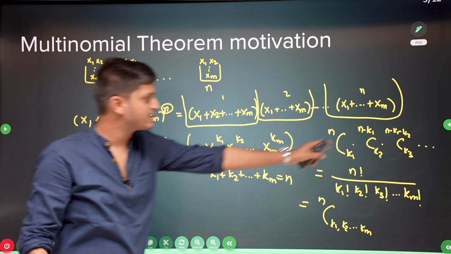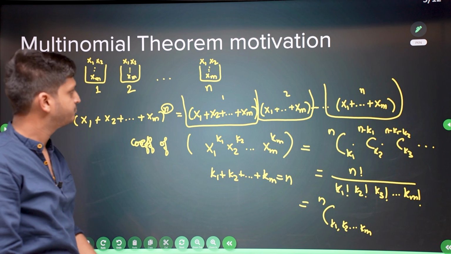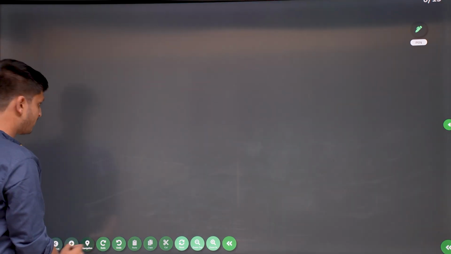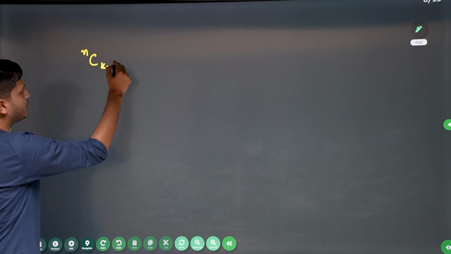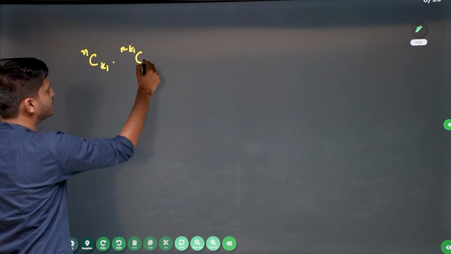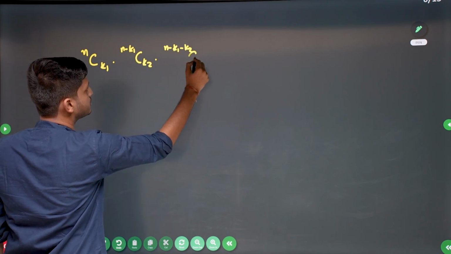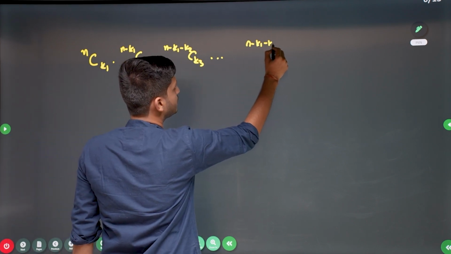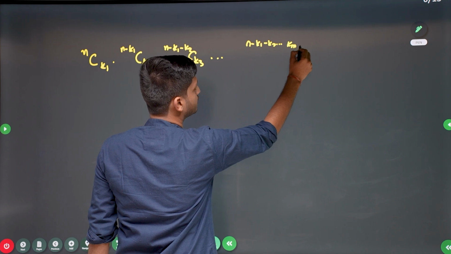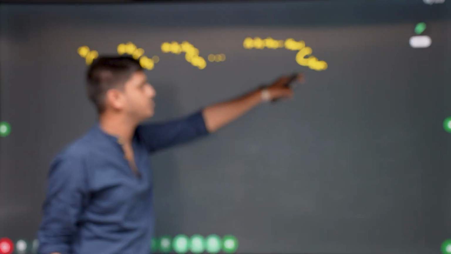So this expansion you can do like this. Things will cancel out and it will automatically come out to be this always. I can show it very easily. Let's say the coefficient was what? N choose k1, times, from the remaining n minus k1 you choose k2, then from the remaining n minus k1 minus k2 you choose k3, and so on. The last term will be n minus k1 minus k2 up to km minus 1, choose km. From the remaining terms you choose km, this will be the last term.